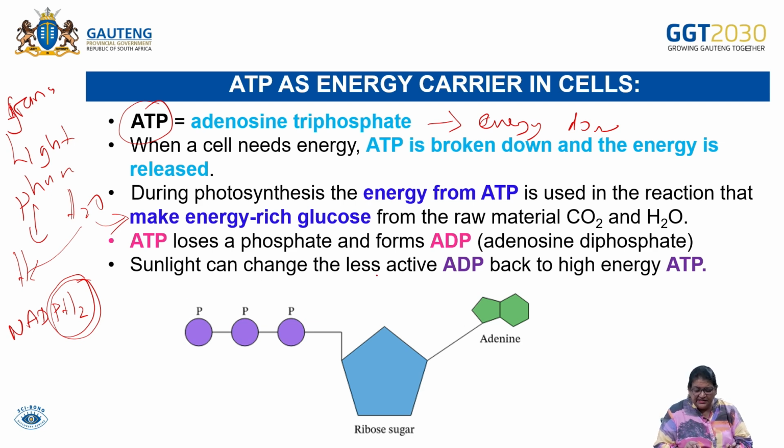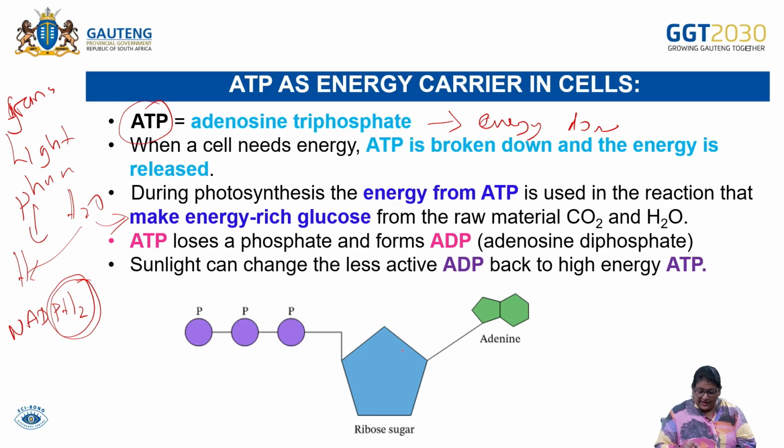Sunlight can change the less active ADP into high energy ATP. So it's in the light phase whereby the light of the sun energizes the chlorophyll molecules, and then the energized electrons of the chlorophyll actually split water into hydrogen and oxygen. And when it does that, energy is released to ADP, which is the energy acceptor, to form ATP. ATP and CO2 are going to be used, and hydrogen used in the dark phase to make your glucose molecules.